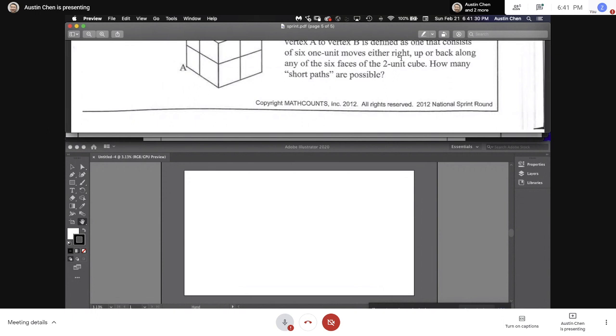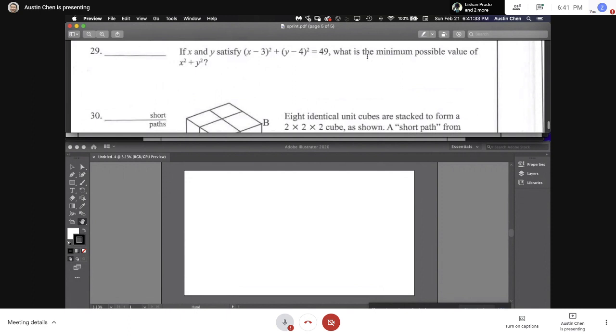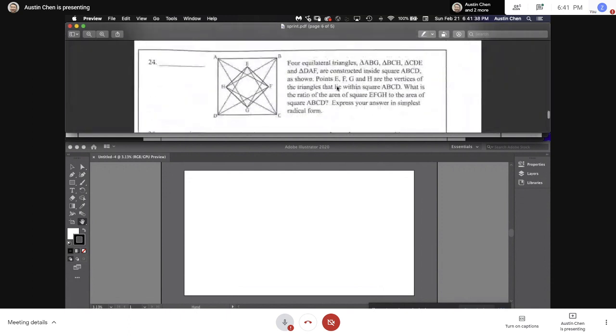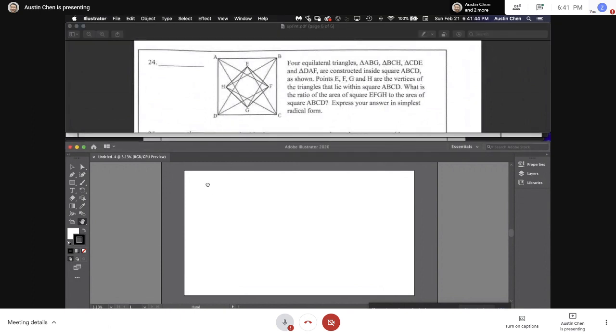Today we're continuing 2012 Nationals, and we're on number 24 sprint, I believe. Let me zoom in on this.